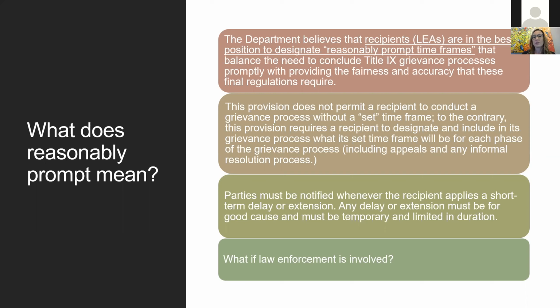So it doesn't permit a recipient to conduct a grievance process without a set time frame. So you really need to lay this out. What is our time frame of response going to be? It has to be designated with each process what the time frame will be for each phase of the process. That includes the appeals or any informal resolution processes. And we'll talk about informal resolution later on. That is an option that you have, but it's not a requirement.